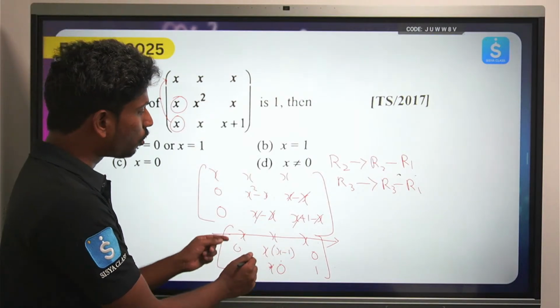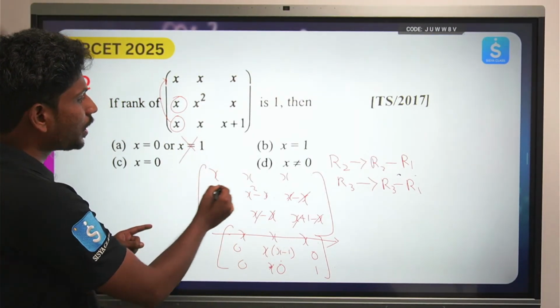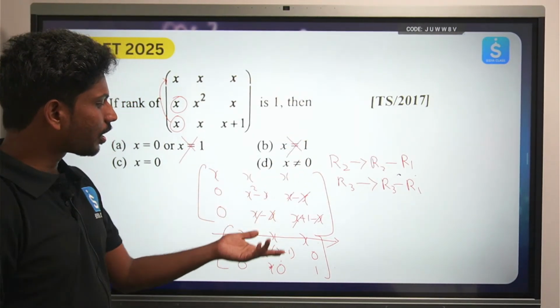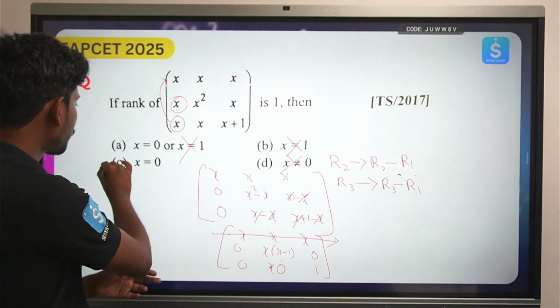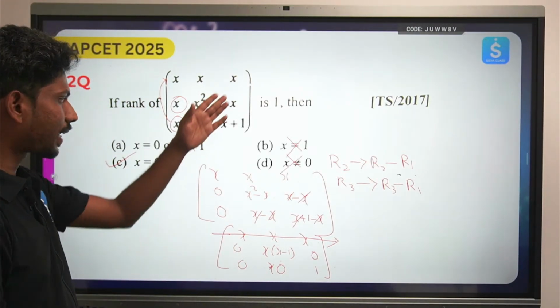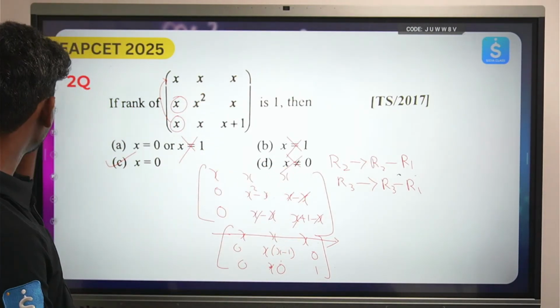So that is the only possible case: not x equals to 1, x not equals to 0 is definitely not a possibility. The only thing is x equals to 0. So by trial and error method we just found the answer. Okay.